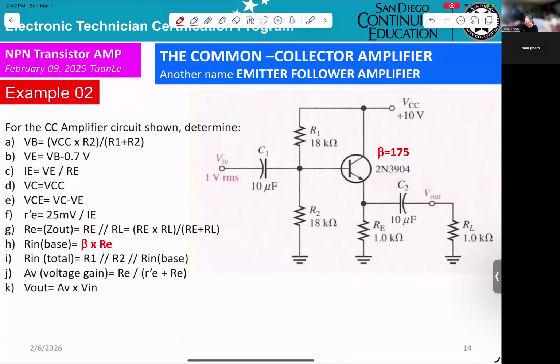Okay, this is example number 2. Basically for the CC amplifier circuit, they want to know what the VB, VE, IE, VC, VCE equals VC minus VE. R prime E equals 25.